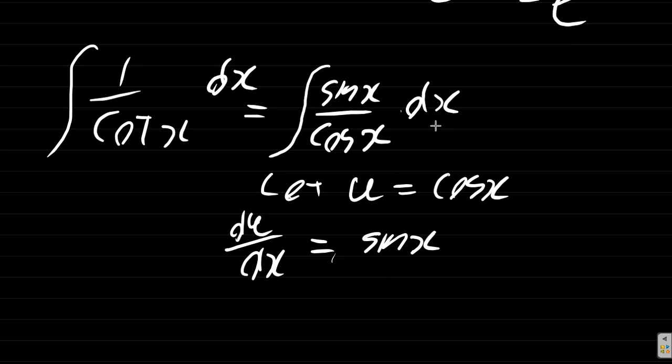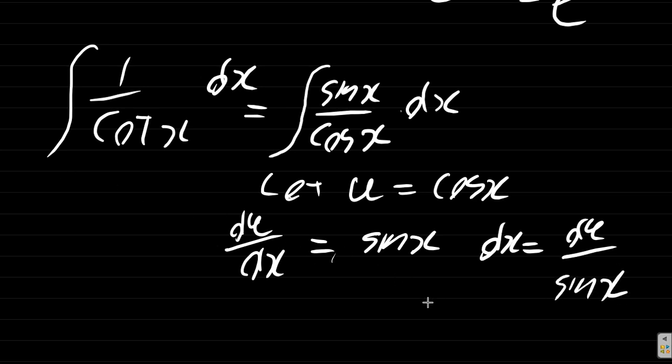So here now, what is dx? Let's transpose for dx because we have a dx here. Dx is equal to, well, it would be du divided by sine x. Alright, so that's what we get.